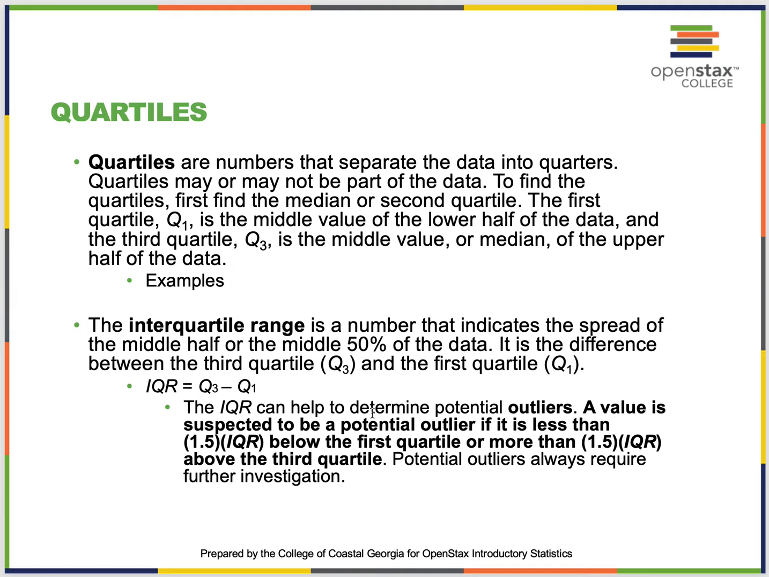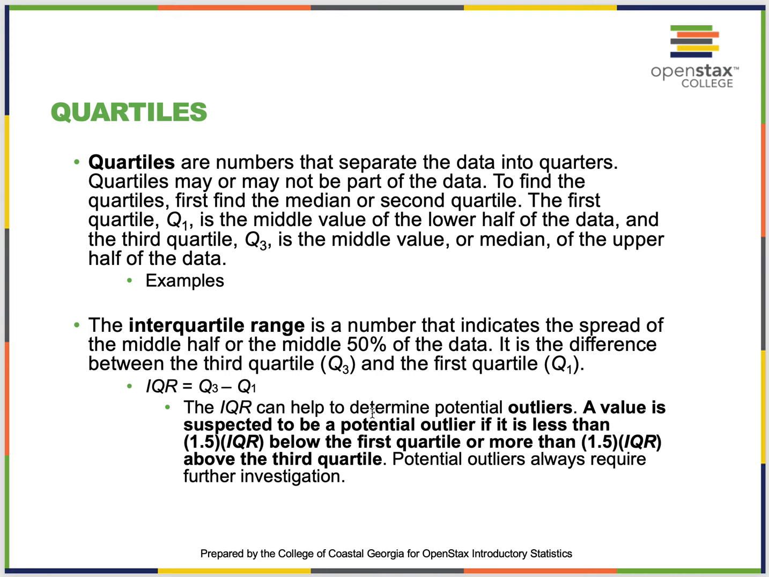Quartiles, and that's the 50th percent point. It's the point right in the middle of the data. Quartiles are numbers that separate the data into quarters. So rather than the 50% point, the 25th quartile, the median is the 50th percentile. That's what the median is. Half the data is above it, half the data is below it. Q1 is the 25th quartile.